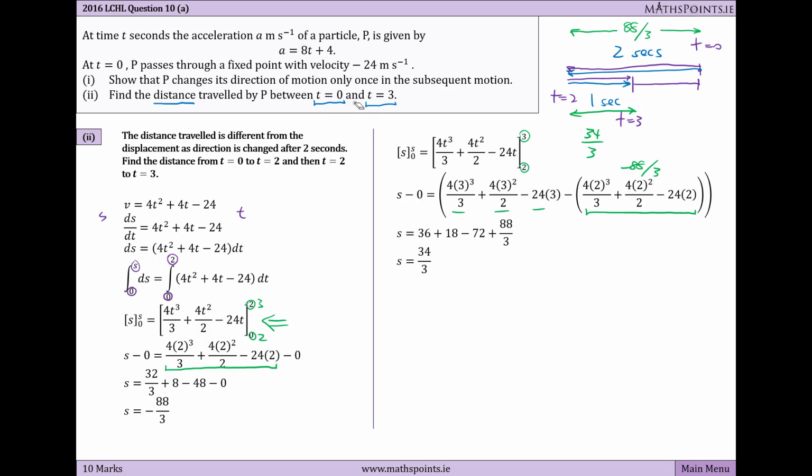So the question is, what's the distance travelled in the 3 seconds from t equals 0 to t equals 3? And so we're going to find the sum of 88 over 3 plus 34 over 3, which is 122 over 3. Now once again, just to emphasize, had we used limits initially of 3 and 0, so from t equals 0 to t equals 3, we would have found only this displacement here, the difference between 88 over 3 and 34 over 3, which would have been much less than the actual distance travelled by the particle.